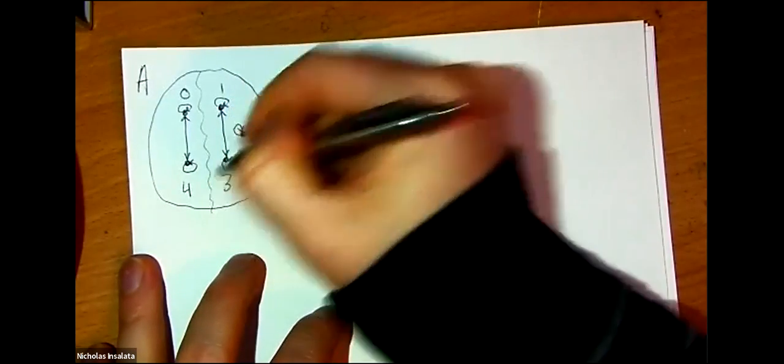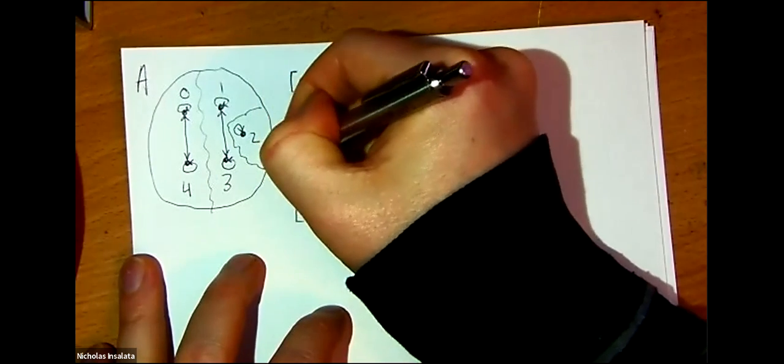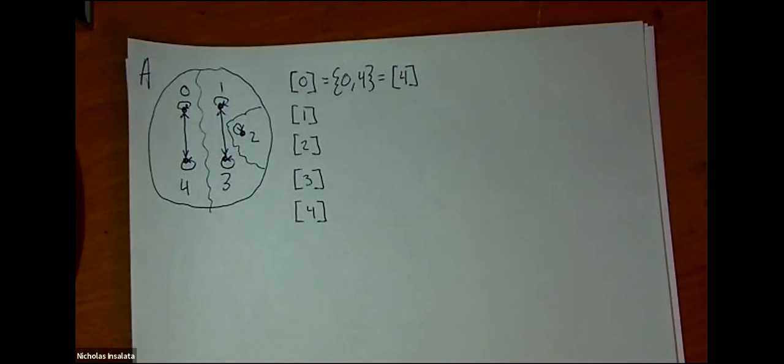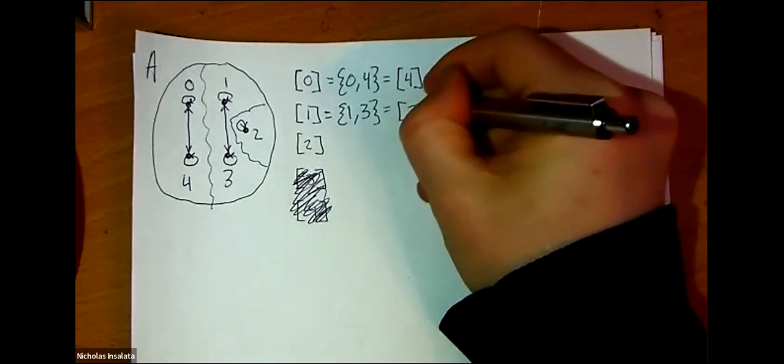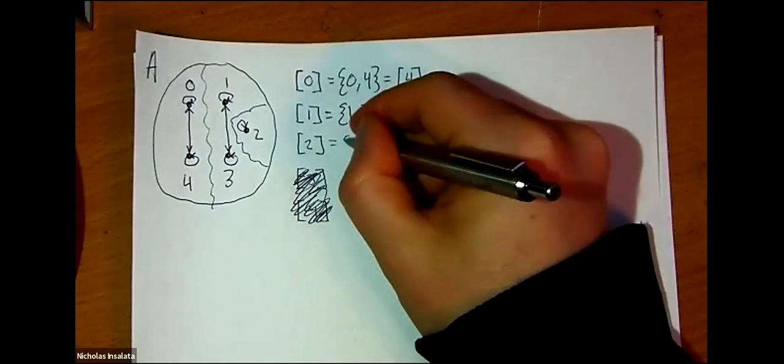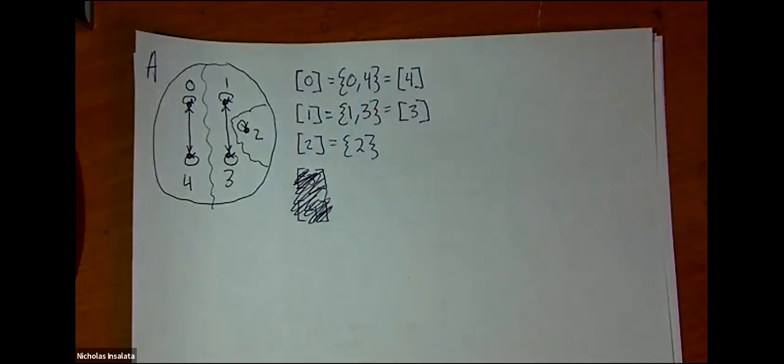Why? Because, well, maybe if we thought about this as a partition, right? 0 and 4 would be in the same part. See where we're going, right? How about 1? What would be the equivalence class of 1? I'm just going to get rid of these. 1 and 3, which is the same as the equivalence class of 3. And 2 just has itself. Right? Any questions there? Does that look good?